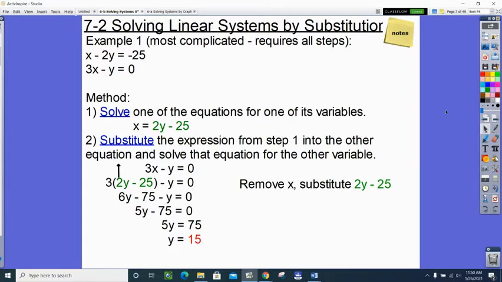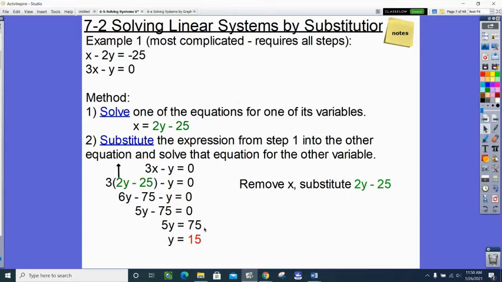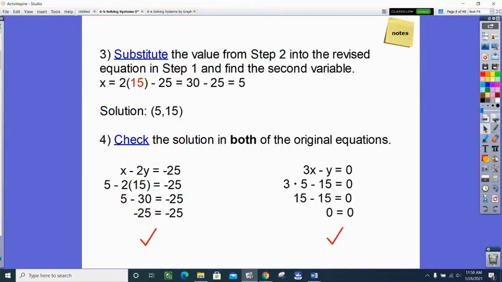So the next thing we're going to do is substitute again. We are going to substitute, and I'm going to do it in the easy way. I'm going to substitute that 15 right in here to get the x coordinate. 2 times 15 minus 25. So I'm going to take 2 times 15, which is 30, minus 25, and the x coordinate is 5, and you always want to write your solution, if you can, as an xy pair, if the variables are x and y. So it would be 5, 15.